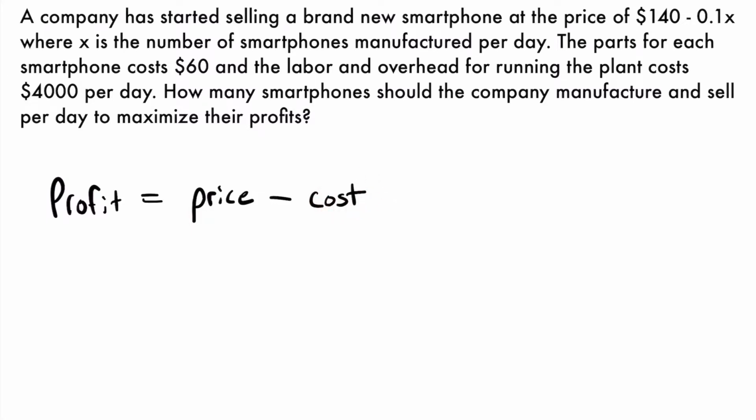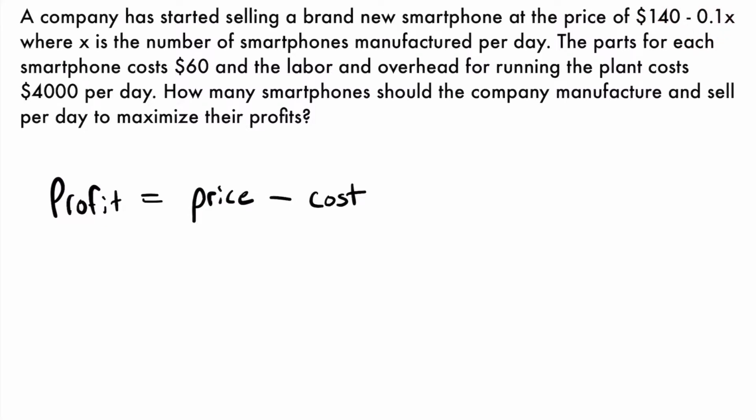And so if we want to create an equation that would represent the profit for this scenario, we need to figure out the price and the cost in regards to the smartphones in terms of some variable. In this case, it looks like we're going to be using x. And so in this case, we're told that the new smartphone that this company is selling has a price of $140 minus 0.1x, right? That is the cost of one smartphone.